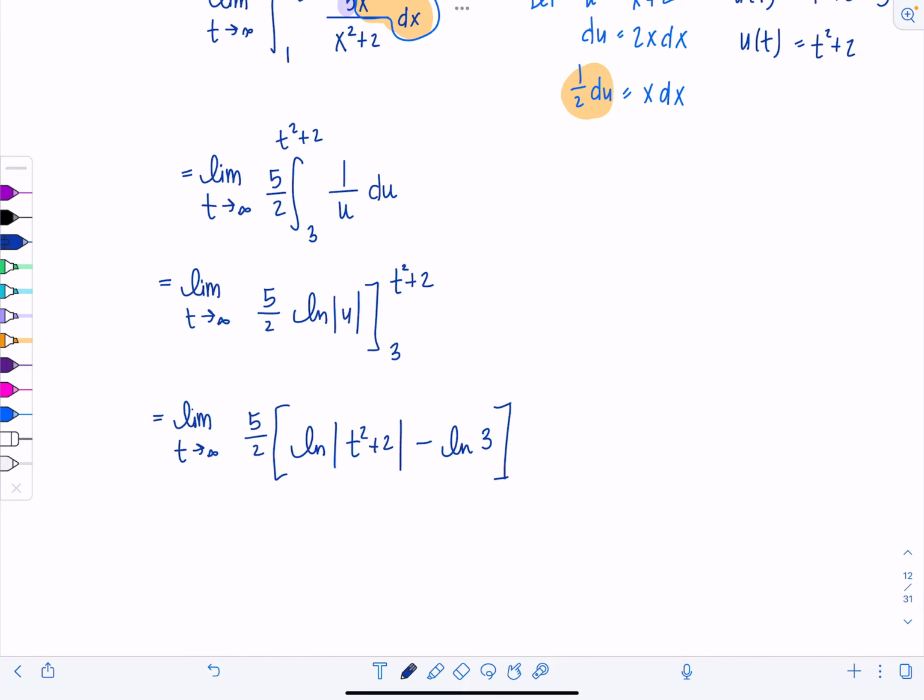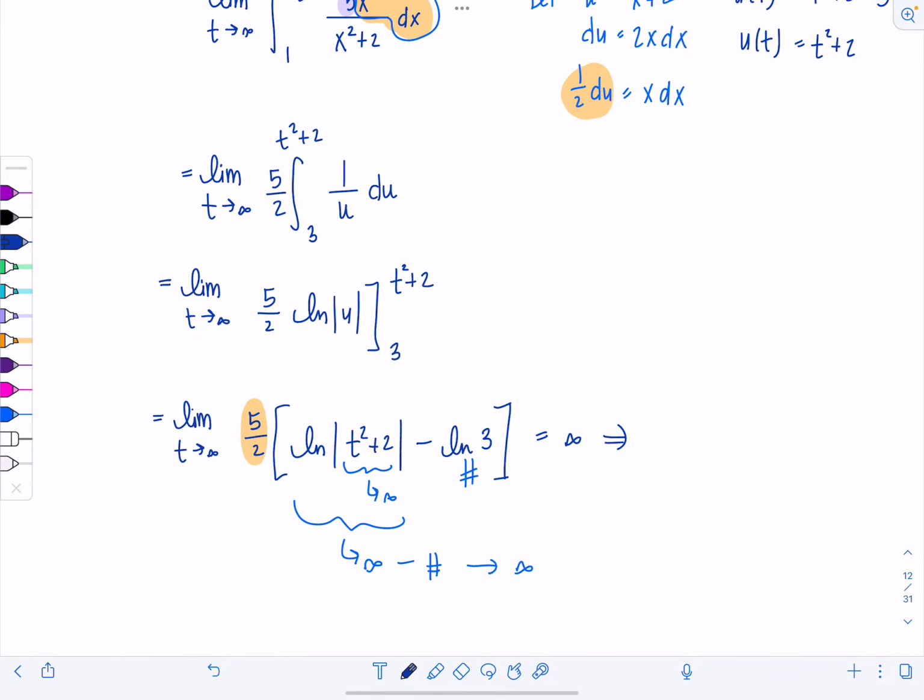So let's see what's happening. T is going to infinity, so t squared plus 2 is going to infinity. We just looked at the graph of ln, didn't we? So if the argument's going to infinity, all of this is going to infinity. This is just a number. Infinity minus a number still goes to infinity, right? What about the 5/2? Nobody cares. 5/2 times infinity still goes to infinity. That's not doing anything. Okay, so this limit is infinity.